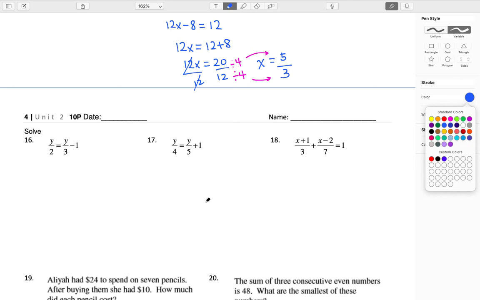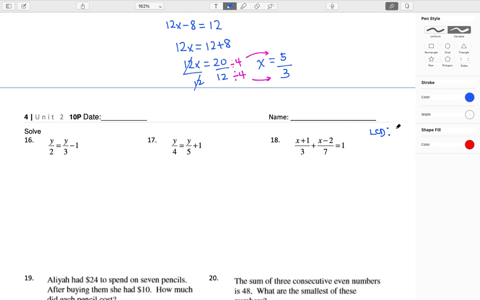Now, what about if you have an expression? For number 18, we have a fraction plus a fraction equals a number. If that's the case, you cannot do crisscross. Cross multiplication doesn't work. So you have to find the lowest common denominator. In this case, my lowest common denominator is going to be 3 times 7, which is 21. So I'm going to multiply everything by 21 on the first term, the second term, and the last term.